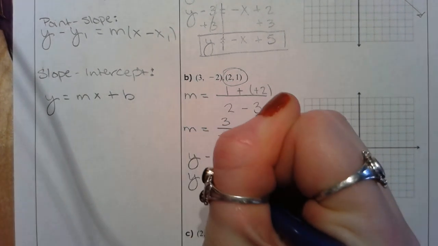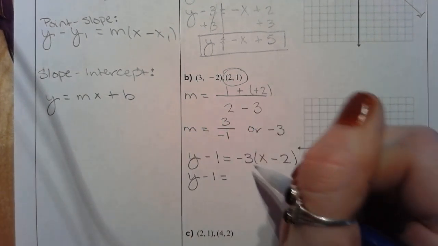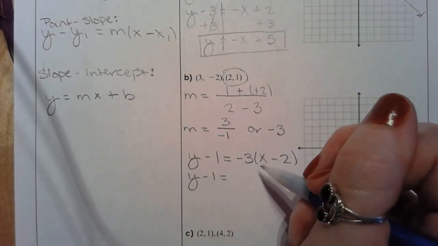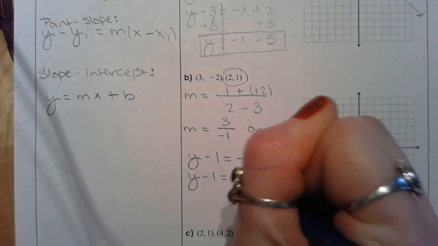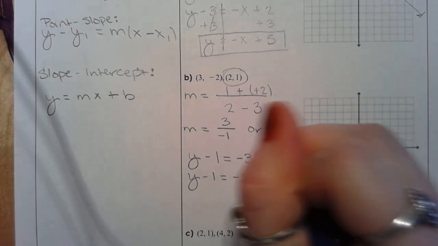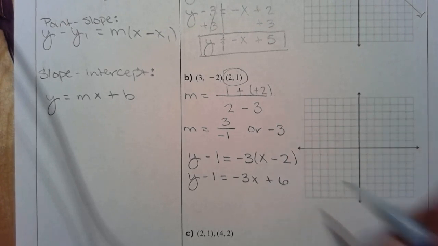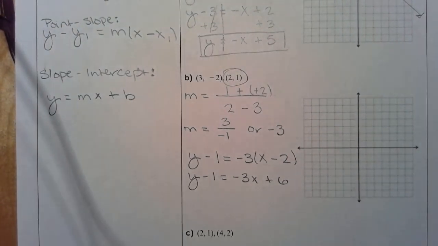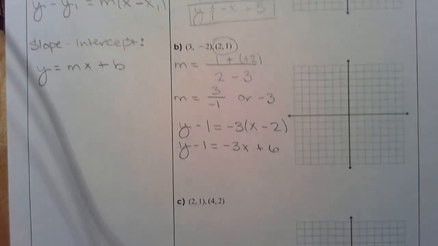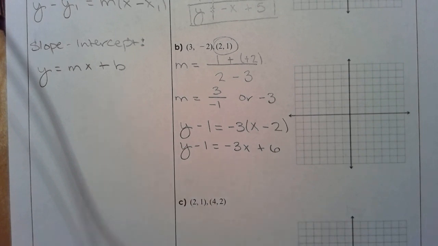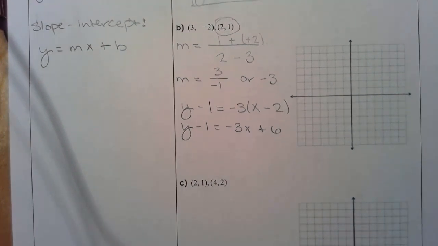So I'm going to write this down just like it is because I'm not changing it. And then negative 3 times x is going to give me negative 3x. And then negative 3 times negative 2 gives me positive 6. Okay, so yesterday this is where we would have stopped. But in order to graph this nicely, we want this in slope-intercept form. So y equals mx plus b. So we're going to do that next.